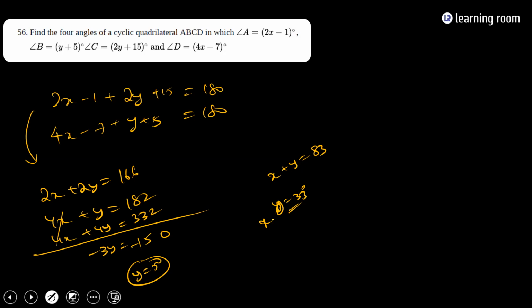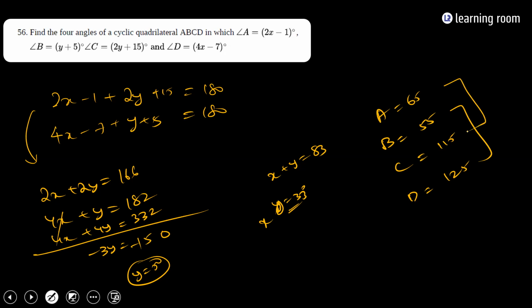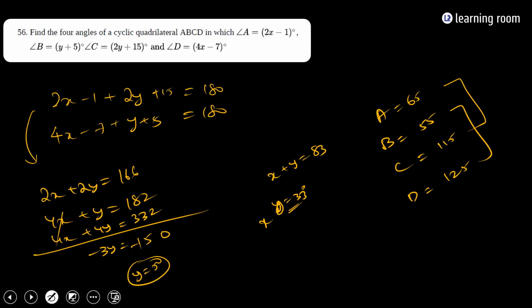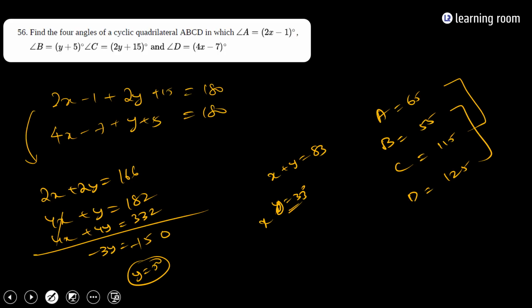Angles, find that. Sir, angle A is equal to 65 degrees, angle B is 55 degrees, angle C is 115 degrees, and angle D is 125. 125 plus 55 is 180, 65 plus 115 is 180. We finished before 2 minutes. Is anyone copying it or shall I proceed? Sir, I'm copying it. Yeah, please copy.